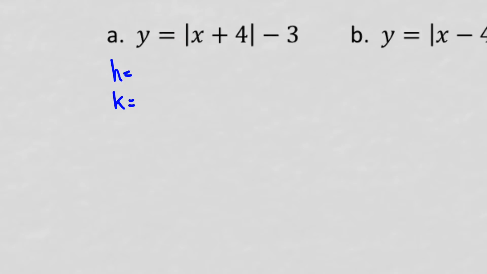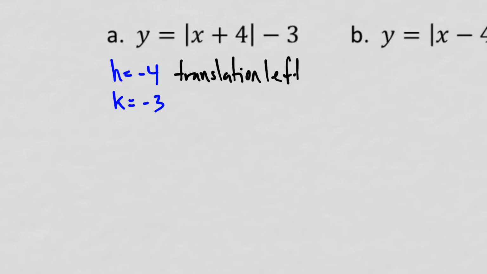But since it's just 1, it doesn't do anything. It leaves the graphs the same. But h and k are there, so they do things to the graph. So in this case, h is -4 and k is -3. So h is -4 means a translation left 4 units. How do I know it's left?